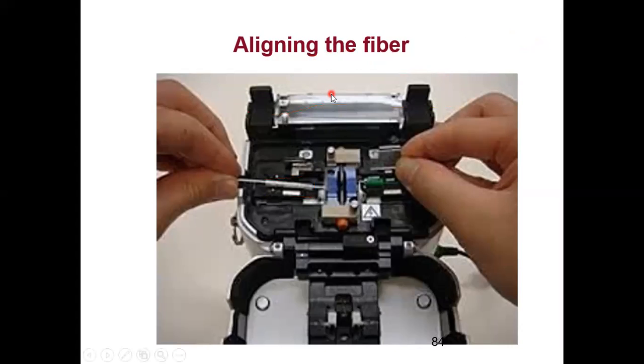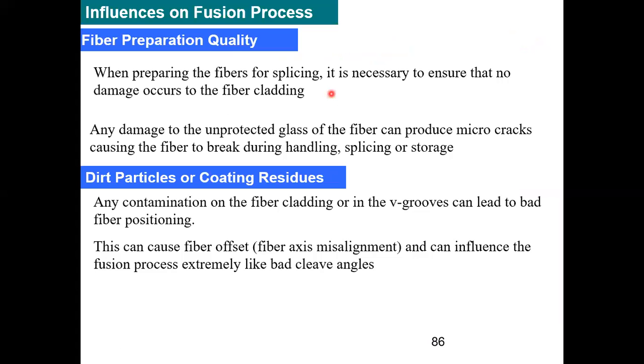Let us see the process. Okay, I'll show you that video. So just again some procedures. When preparing the fiber for splicing, it is necessary to ensure that no damage occurs to the fiber cladding. Any damage to the unprotected glass of the fiber can produce micro cracks, causing the fiber to break during handling, splicing, or storage. Then any contaminants on the fiber cladding or in the grooves.